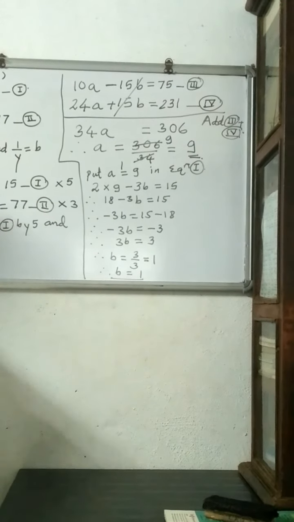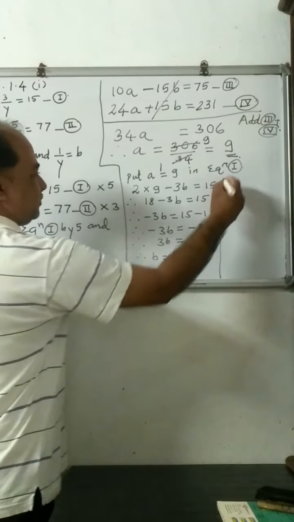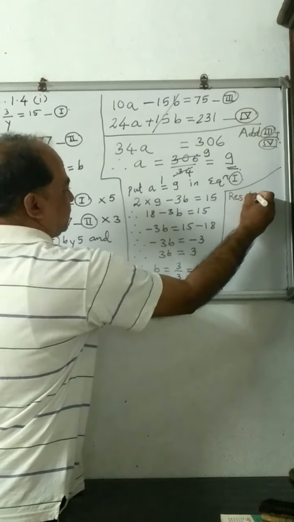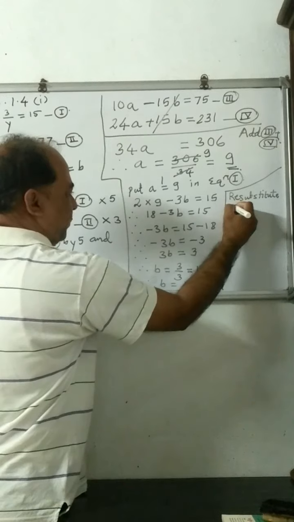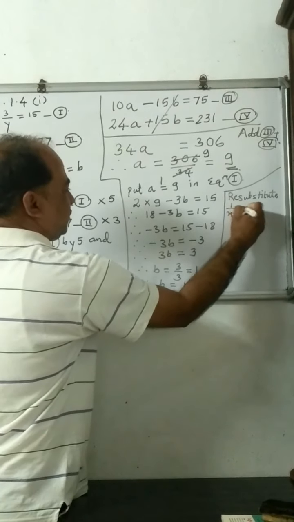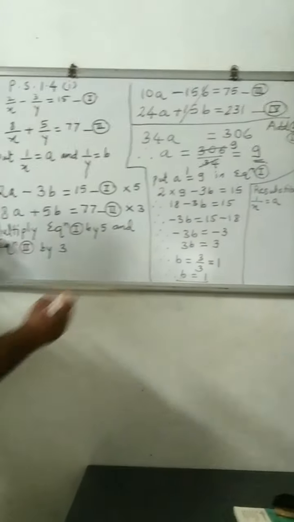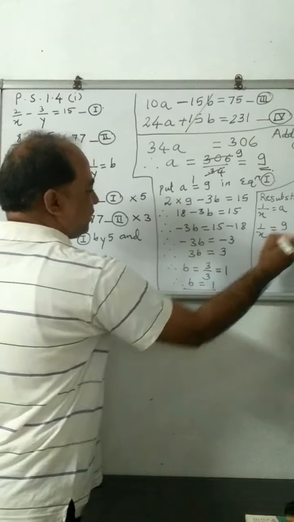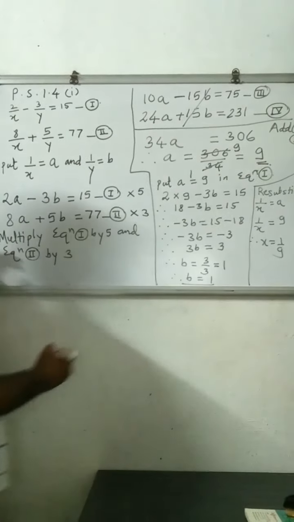Now, a is equal to 9 and b is equal to 1. You have to resubstitute the values of a and b. 1 upon x is equal to a. Therefore, 1 upon x, what is the value of a? 9. Therefore, x is equal to 1 upon 9.